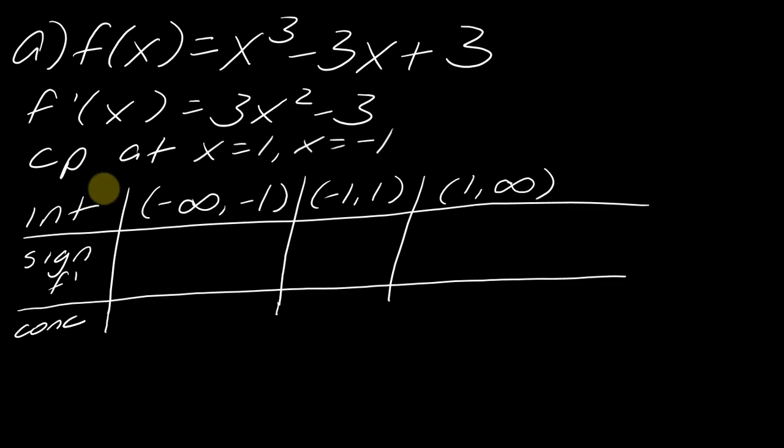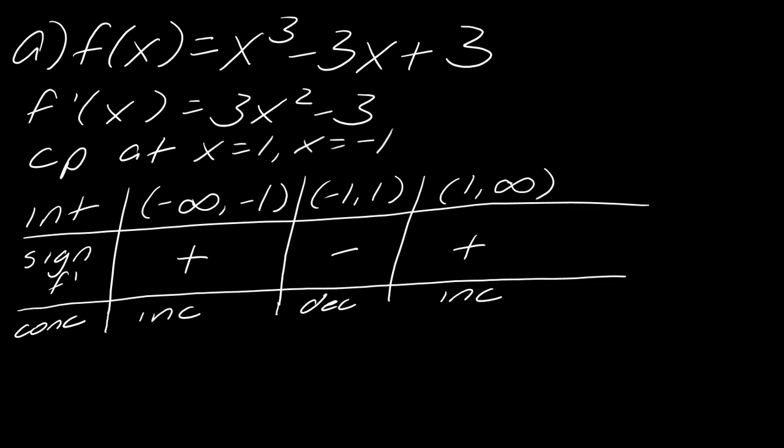If I select a point here, let's say I take negative 2, and plug negative 2 into this, am I going to have a positive or negative value? The sign of f prime will be positive. Then if I choose a value between negative 1 and 1, let's say 0, and plug 0 into f prime, this will equal negative 3, so the sign will be negative. And then on this last part, if I plug in, say, 2, this will be positive again. So this is increasing, decreasing, and increasing.